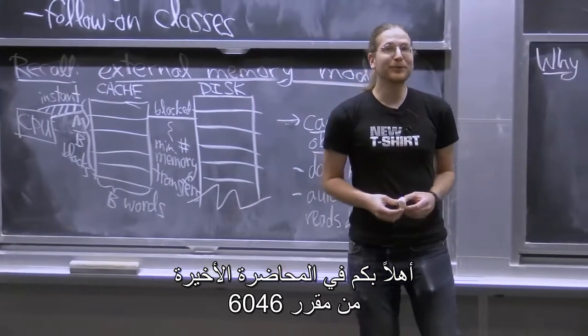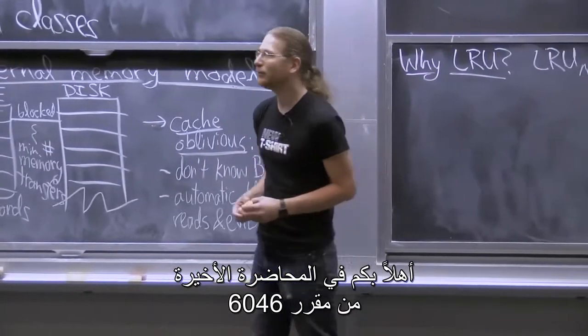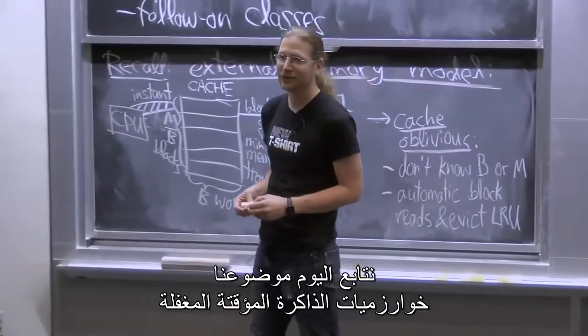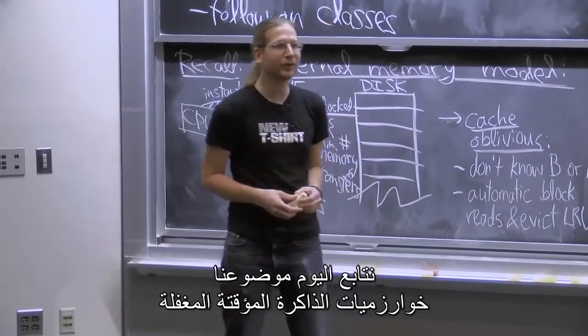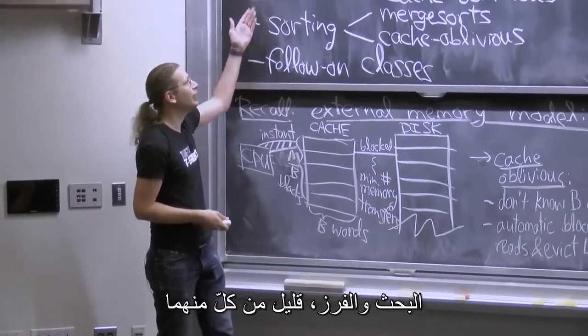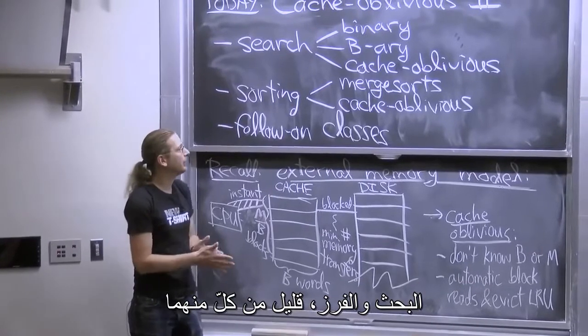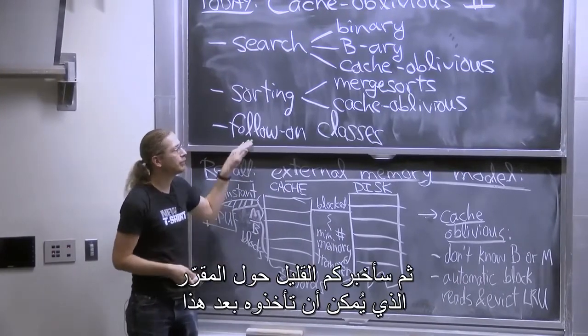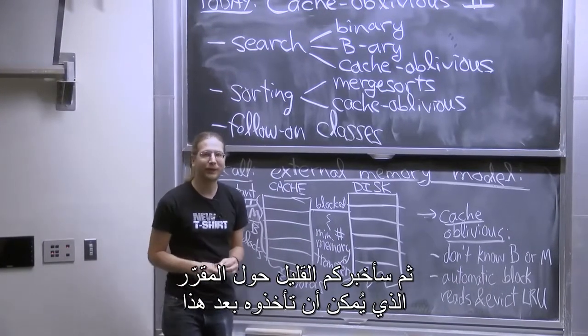All right, welcome to the final lecture of 6.046. Today we continue our theme of cache-oblivious algorithms. We're going to look at two of the most basic problems in computer science, searching and sorting, a little bit of each, and then I'll tell you a little bit about what class you might take after this one.